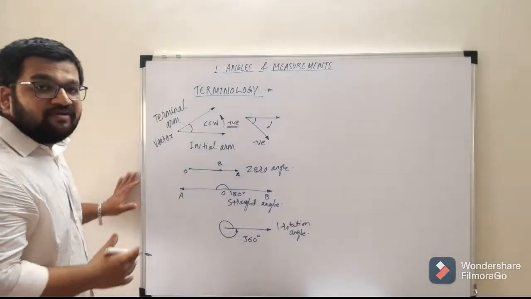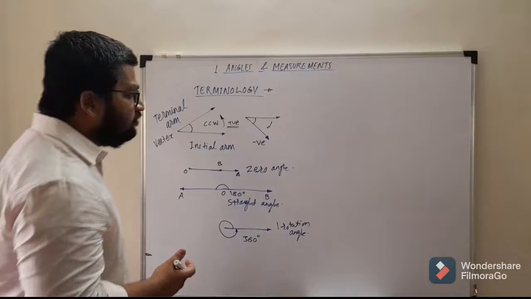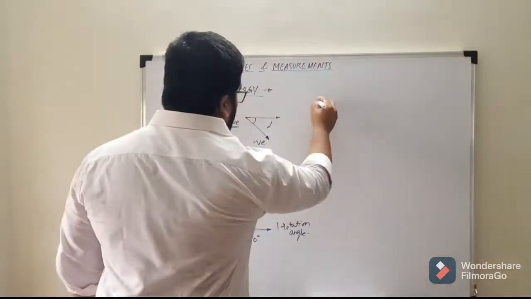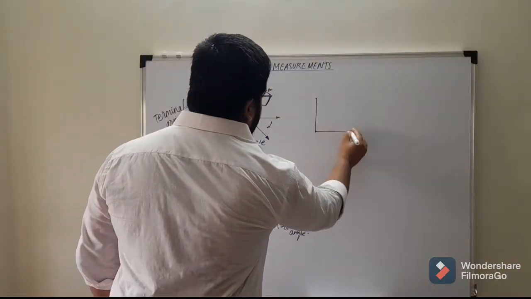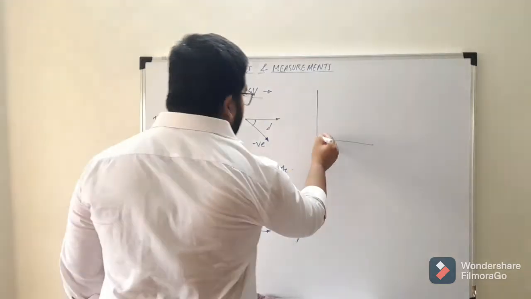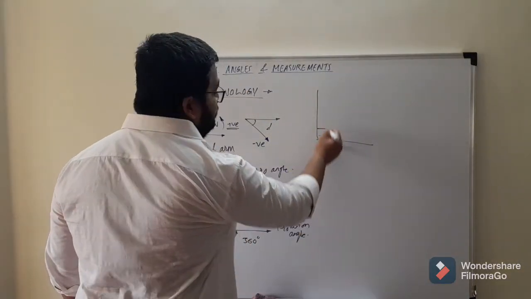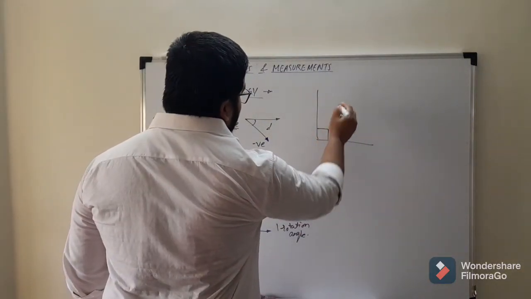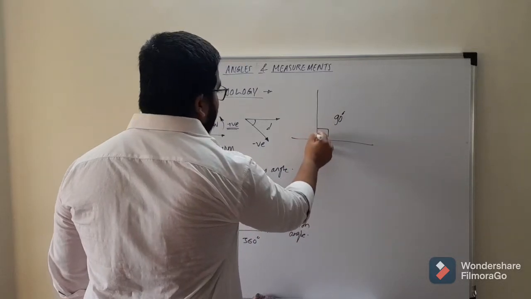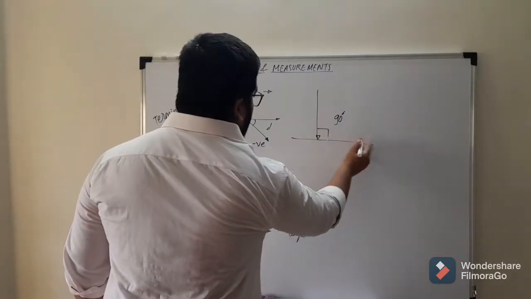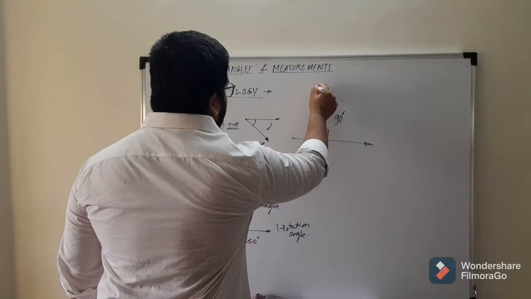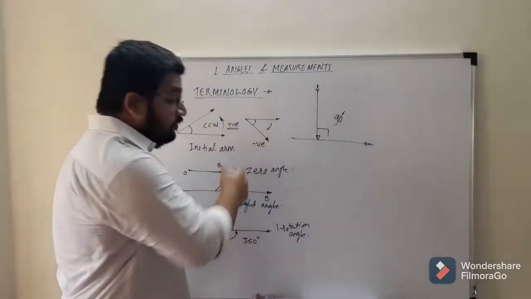After that, the fourth type is quite familiar to you, which we call a right angle. In a right angle, we know that the initial arm and terminal arm are at 90 degrees with each other, and the terminal arm is always perpendicular to the initial arm. So the fourth type is the right angle.